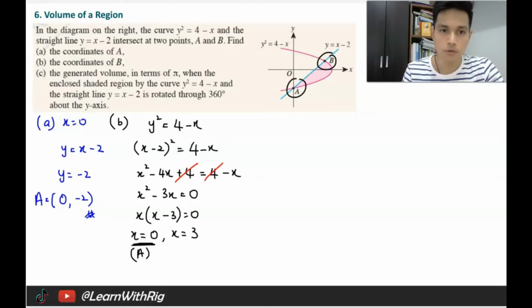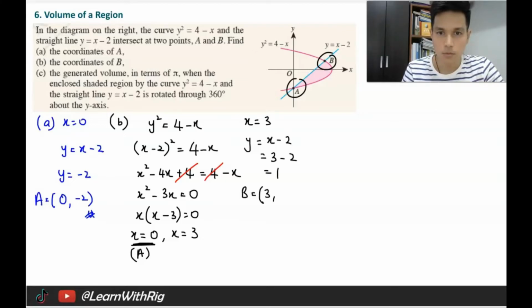Since x equals 0 is coordinate A, you don't have to substitute this. You just have to find what x equals 3 gives. So for x equals 3, what is the y value? You just substitute into either one of these equations. When x equals 3, you can find the coordinate of y. So y equals x minus 2, so 3 minus 2, the answer is 1. Therefore coordinate B would be (3, 1). Okay, so this is coordinate B.